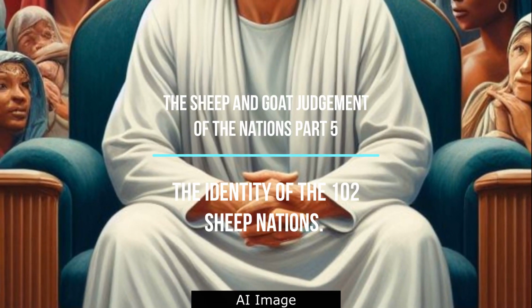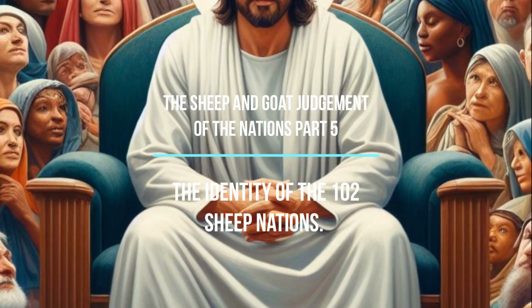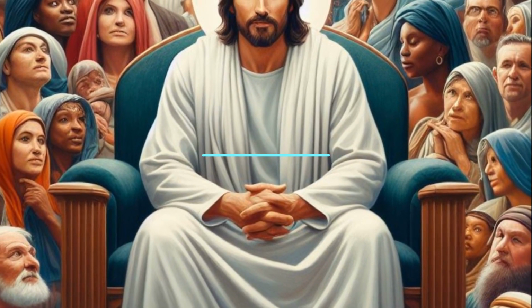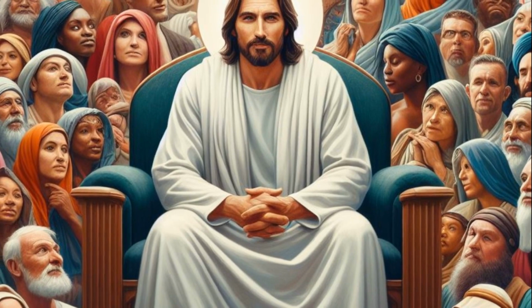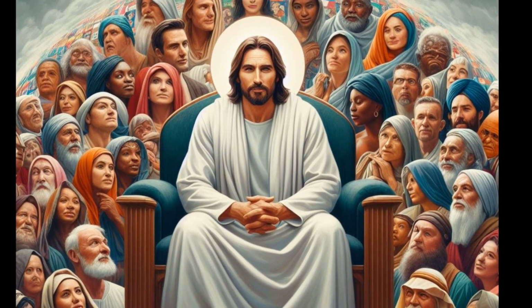Sheep and Goat Judgment of the Nations Part 5. The Identity of the 102 Sheep Nations. We have been looking at the final judgment of the nations by Jesus in Matthew chapter 25.